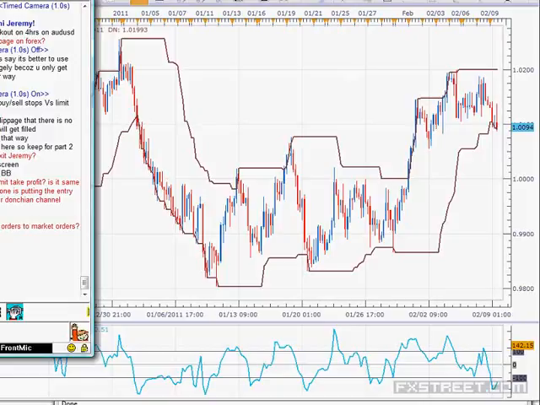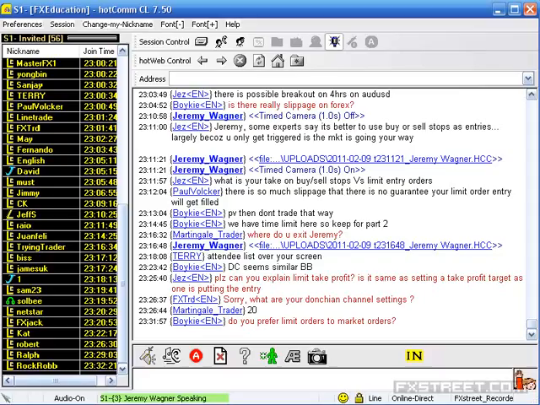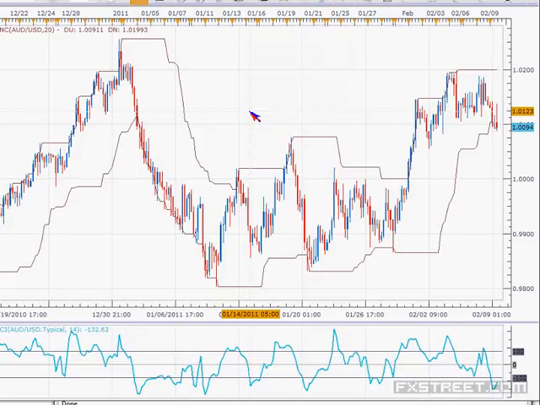Boyke says, do you prefer limit orders to market orders? In certain conditions, absolutely. I do like to use limit orders. I use limit orders on probably 80 to 90% of my trades. Now, I will move my stop, especially if I'm looking for a fairly large move of several hundred pips. I will still put my limit order out there, but I will also move my stop in order to lock in some profits along the way.